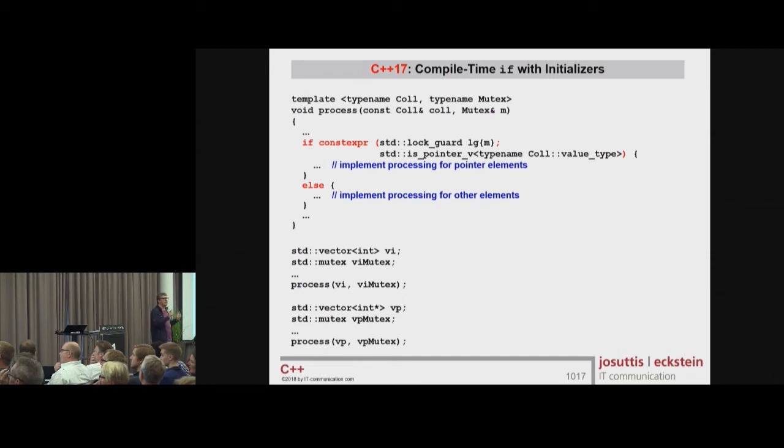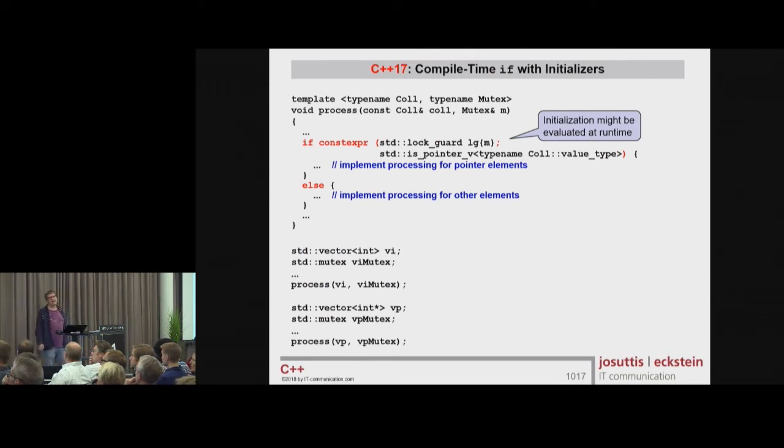So with the compile time if, the interesting thing is the initialization might be a runtime issue. The condition is still a compile time issue. So look at this code. This is something you can write now. In my if statement, I initialize a lock guard. That means I try to lock a mutex. This is initialized at the beginning of the if and will be destructed at the end of the else, if there's any, otherwise at the end of the if.